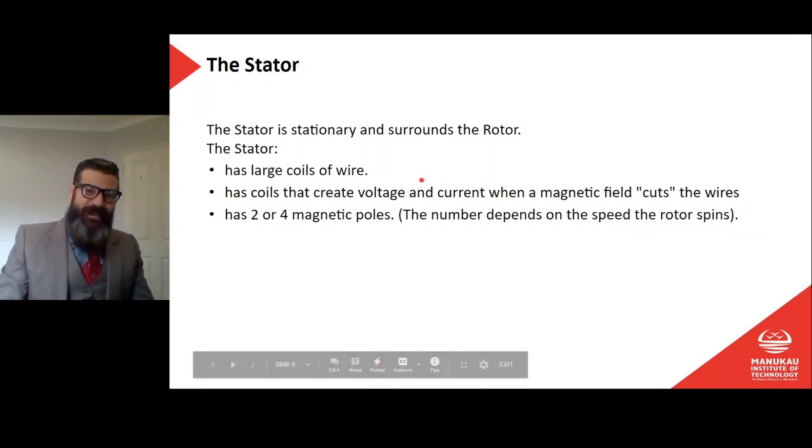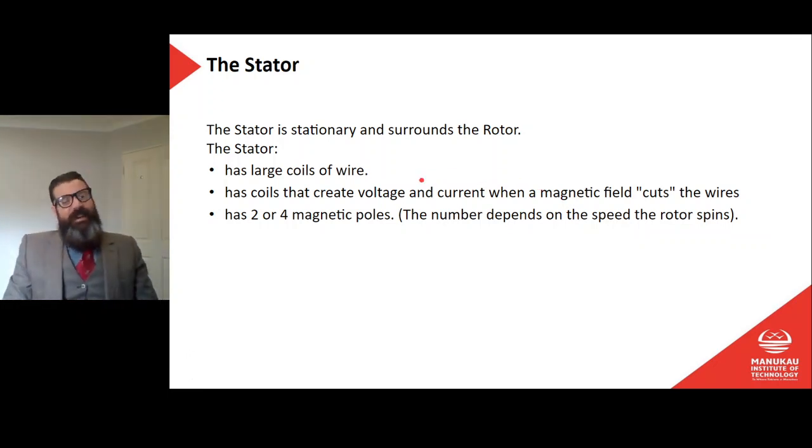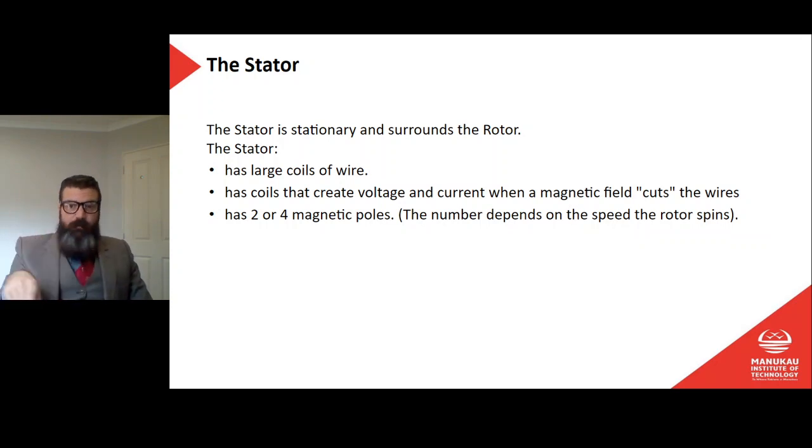The stator is stationary and surrounds the rotor. The stator has large coils of wire, the coils that create the voltage and the current when the magnetic field cuts the wires. It has usually 2 or 4 magnetic poles. The number depends on the speed that the rotor spins. We'll look at this later, but the frequency of the output is dependent upon how many times in a second we cut that magnetic field, right?